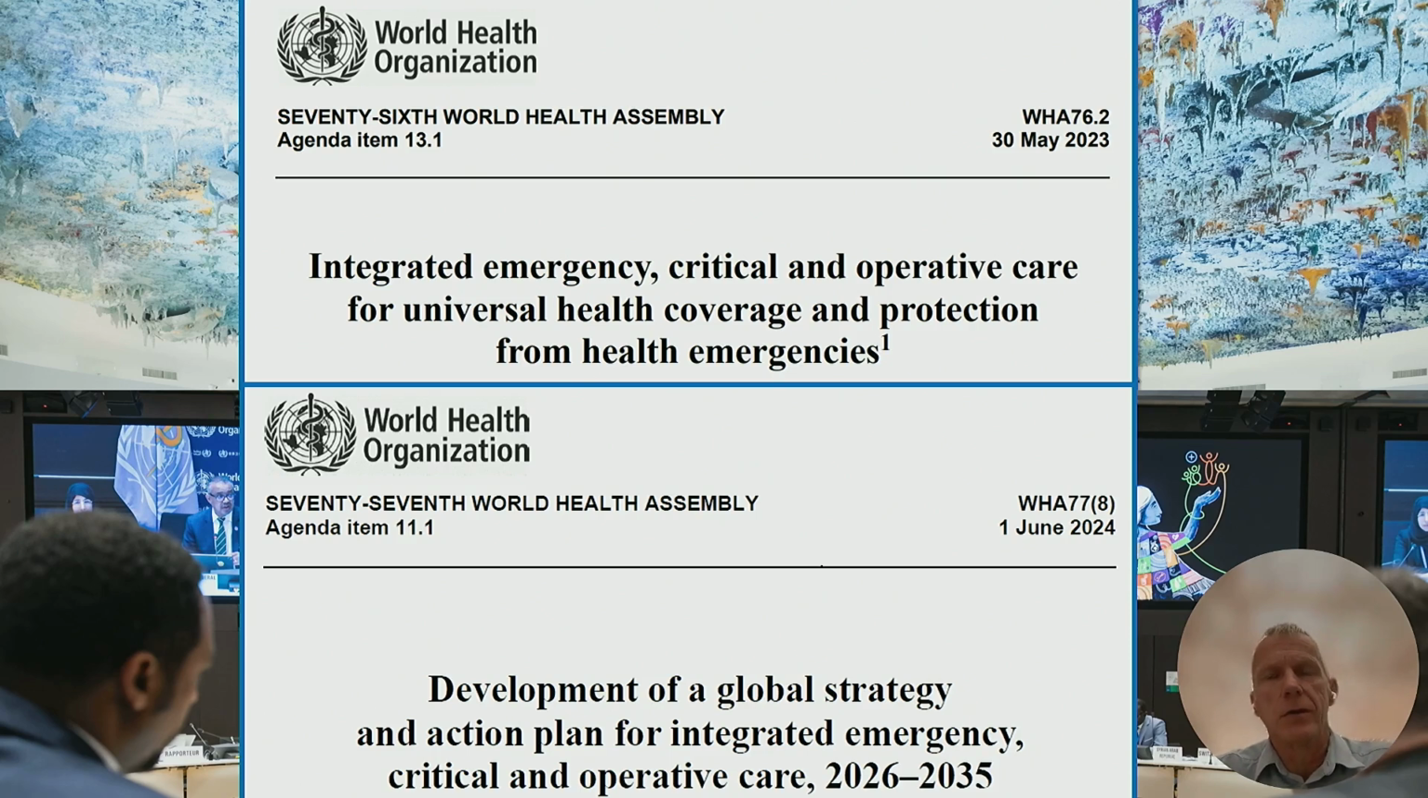And while there have been a number over the last few years that have related to emergency, critical or operative care, surgery or anesthesia, the one that we're currently working under that has a very powerful mandate for the next decade or so is 76.2, you can see at the top of the screen there, on integrating emergency, critical and operative care with two functions. The first is to strengthen day-to-day health service delivery, and the second is to allow countries to be ready for and respond to large-scale emergencies like pandemics or conflict. And that's been supported by a decision that mandates that we develop a global strategy and action plan.